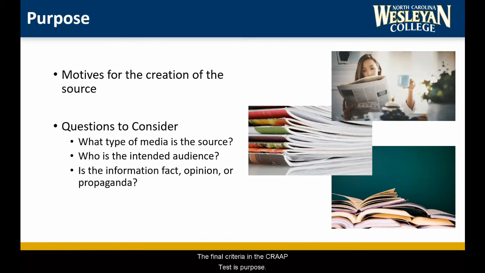The final criteria in the CRAP test is purpose. Purpose refers to the motives for the creation of a source. Questions to consider here include, what type of media is the source? Knowing what media you're looking at can help you determine the purpose of the source. Most writing is done to fulfill at least one of these purposes: share knowledge, inform, sell, entertain, persuade. Be aware that some sources try to do many things at once.